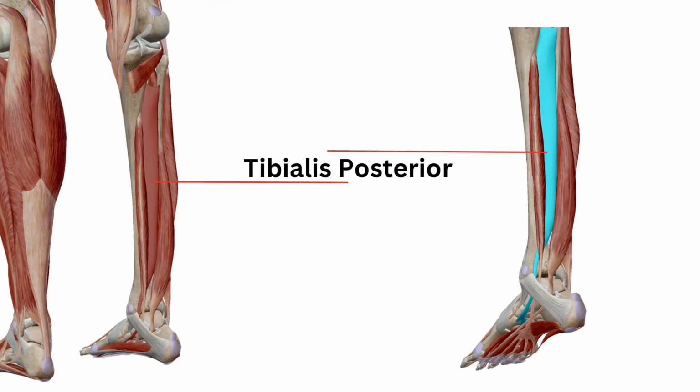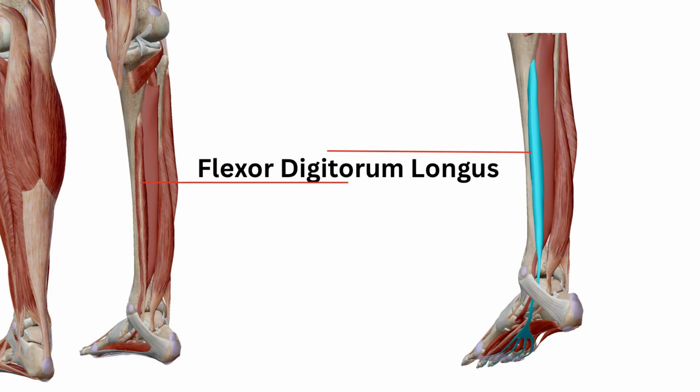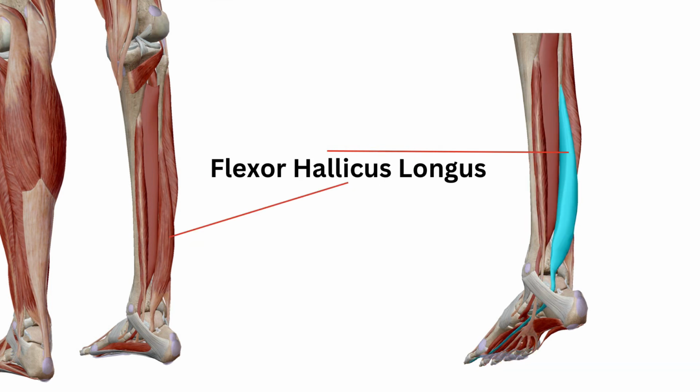More specifically, the tibialis posterior inserts into the arch of the foot. The flexor digitorum longus passes all the way to the second, third, fourth, and fifth toes, while the flexor hallucis longus inserts all the way onto the bottom of the big toe. We'll see in a moment why it's so important to understand the anatomy of all these different muscles.